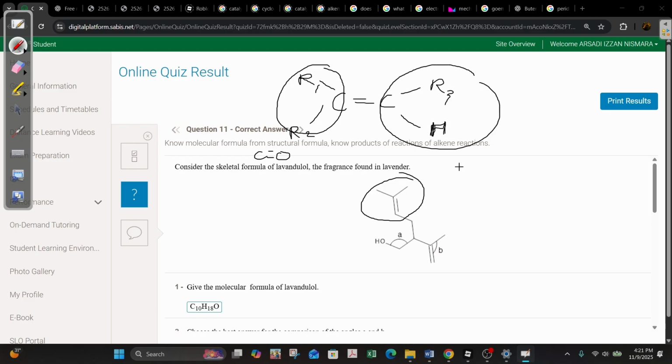This will produce an aldehyde, which then further oxidizes into a carboxylic acid. So C double bond O, into C double bond O with OH and the R group. So you can draw it on the diagram.